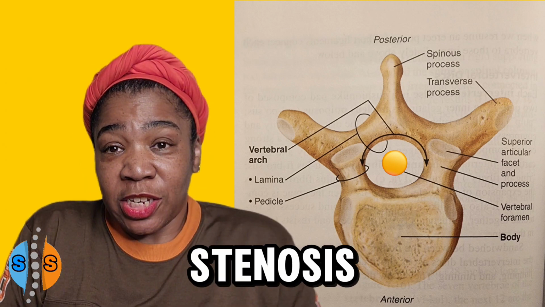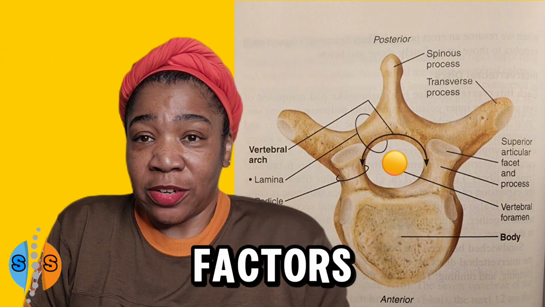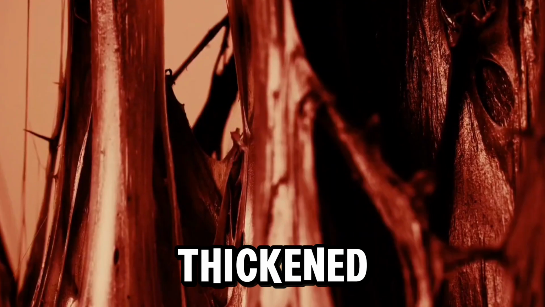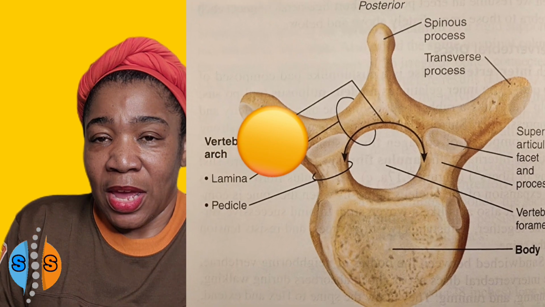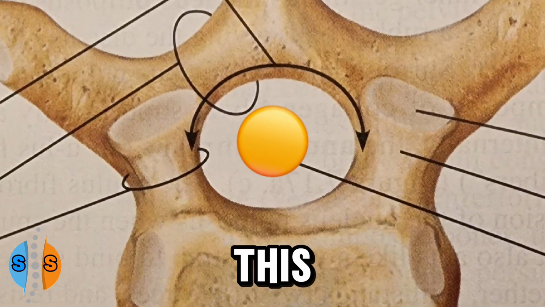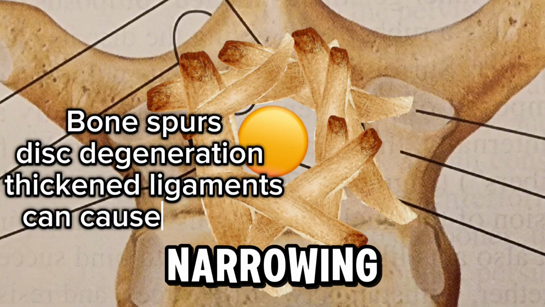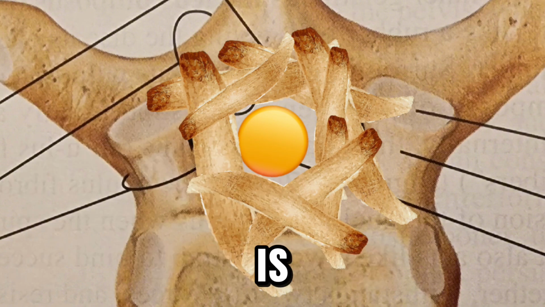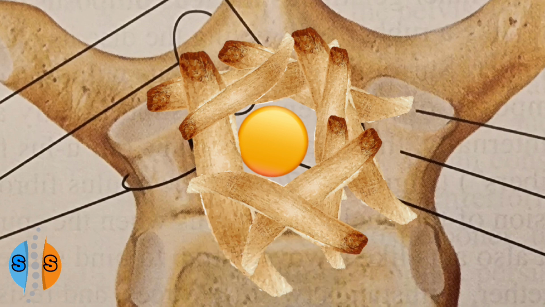With central canal stenosis, this space gradually narrows due to factors like disc degeneration, thickened ligaments, or bone spurs caused by arthritis. Imagine this tunnel shrinking inward. This puts pressure directly on the spinal cord. The narrowing of this passageway is called central canal stenosis.